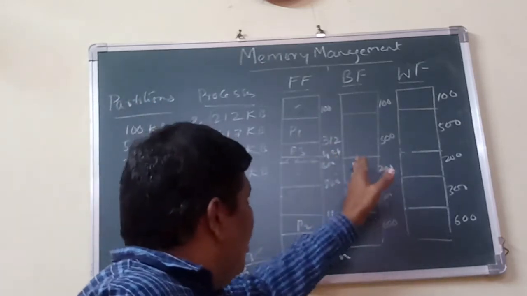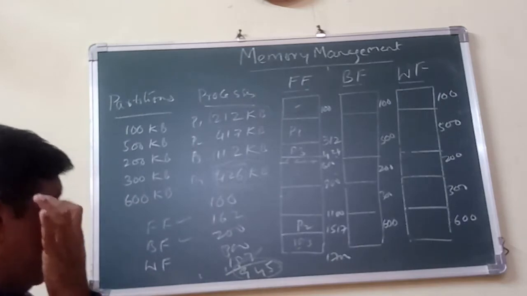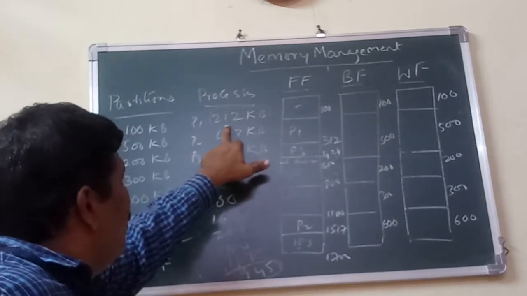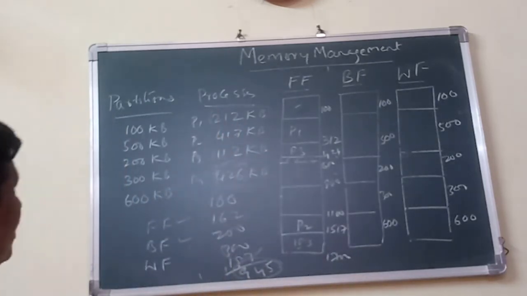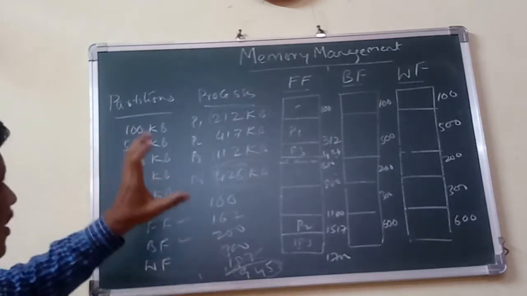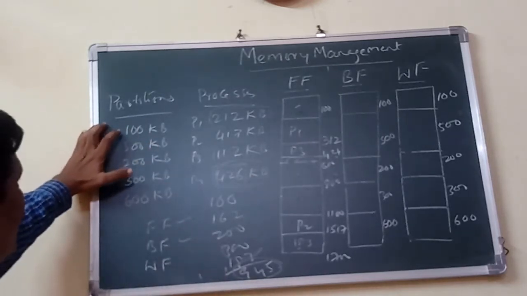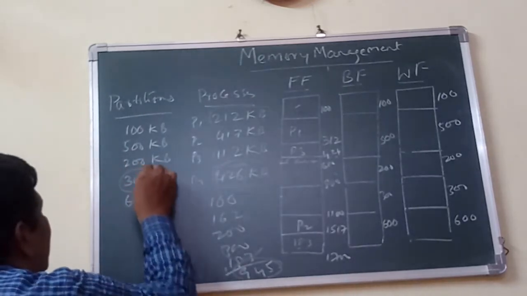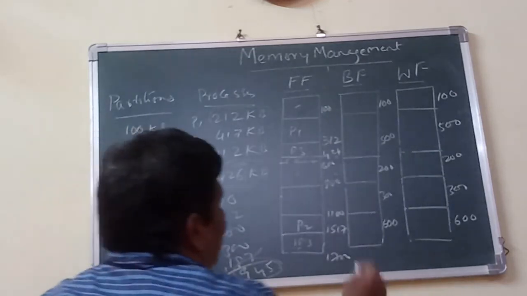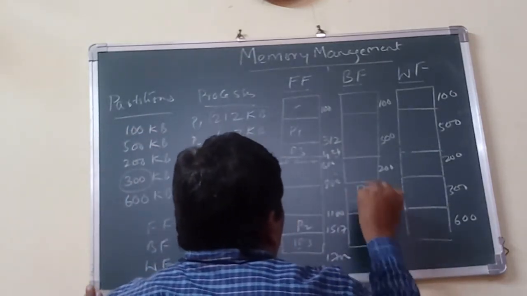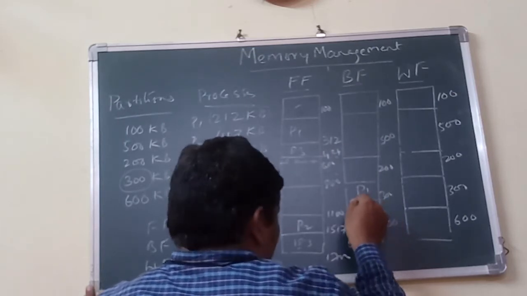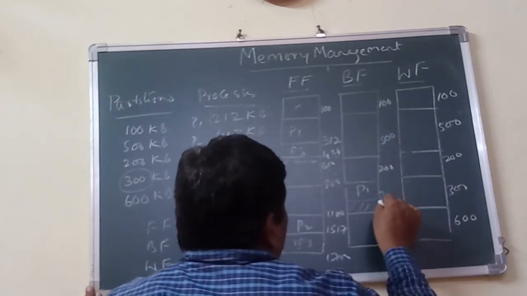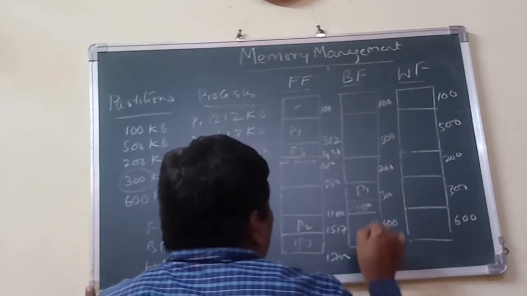So the same way we can apply best fit, right? So for P1, 212, which is the best partition? The one where less memory is wasted. So this partition cannot accommodate it, so okay, 300 kilobytes. So that is the best possible partition. So here we can accommodate P1, right? So what is the remaining memory here? So 300, what is the remaining? So 100 kilobytes of memory.